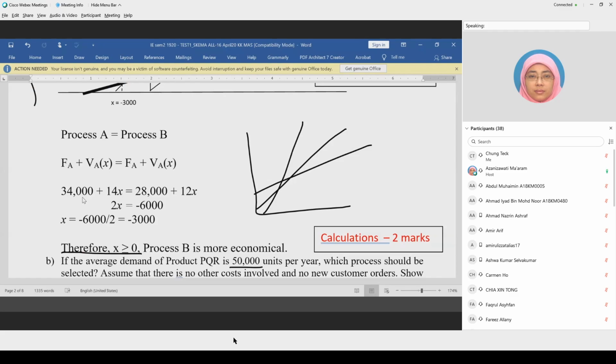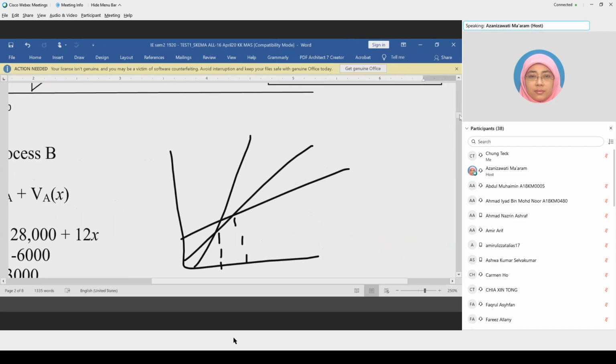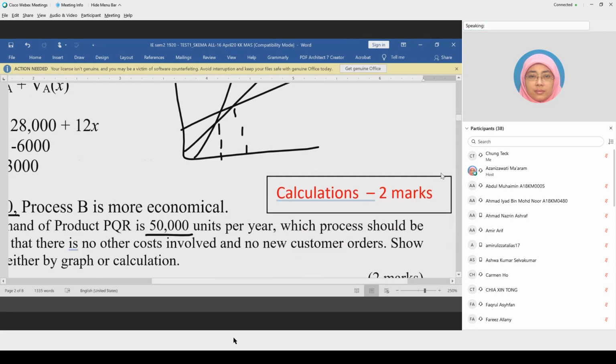Dia ada satu case macam ni. So dia punya point yang bersilang kat sini. Nampak tak? So this one is Q1, this one is Q2.